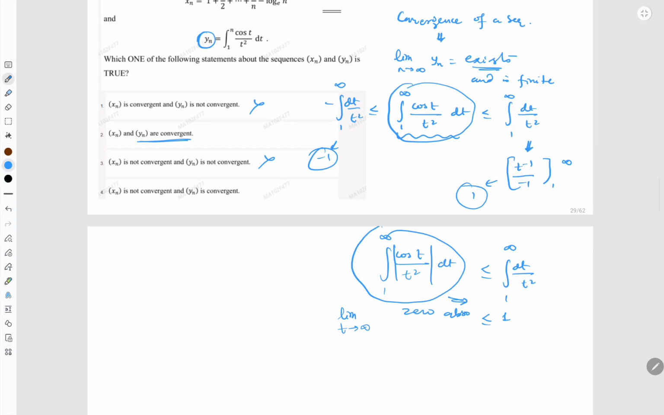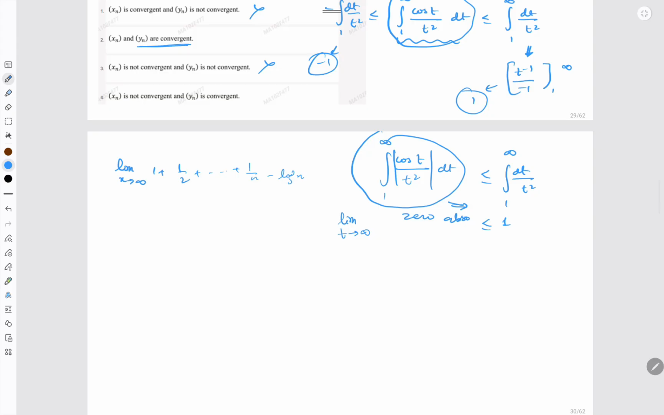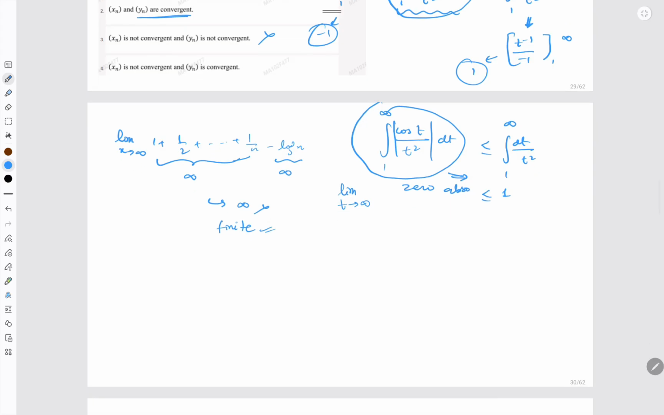Now what about xn? Xn is basically, I have to find the value of the limit as n tends to infinity of 1 plus 1 by 2 up to 1 by n minus log n. Now this thing is going to infinity, this thing is going to infinity. Infinity minus infinity can either be infinity or it can be finite. If it is finite, then it is convergent, otherwise it does not. So it has a chance that it can converge, right?